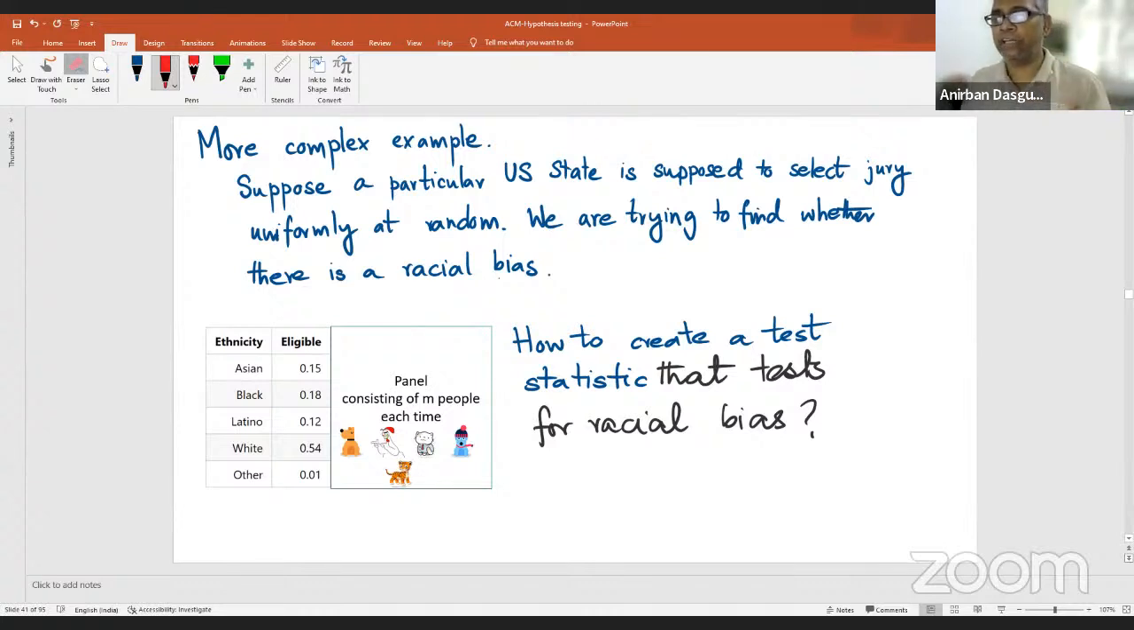The philosophy is that by having a jury that is representative of the population, we are not really biasing against one particular group. It's possible that there is some inherent bias about some specific subpopulation, and we should try to avoid these biases when we come up with court judgments. That's why they work with juries. So now, suppose in a US state, we're supposed to select a jury uniformly at random from the population, and we're trying to find whether there's a racial bias.